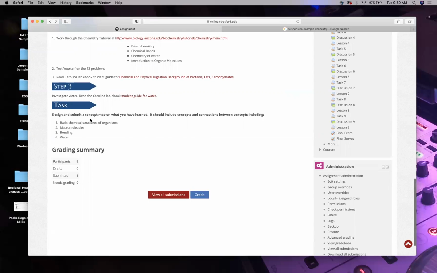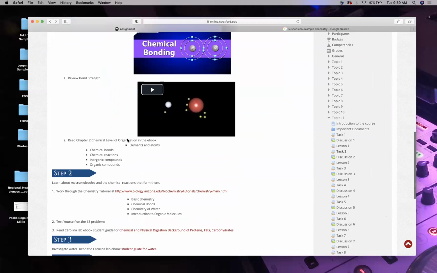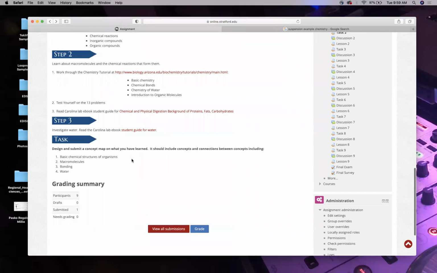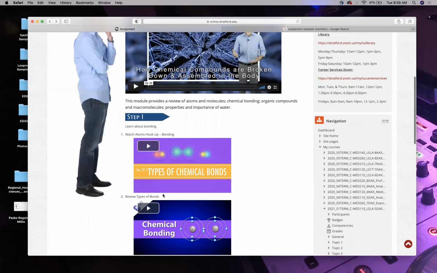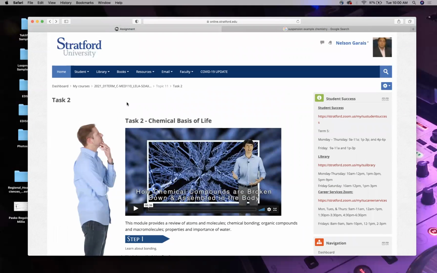So now you'll have enough to create this concept map. And I think I'll find a video on YouTube and put it right in announcements on how to do a concept map. Okay, so let's recap. That's like a crash course in basic chemistry.